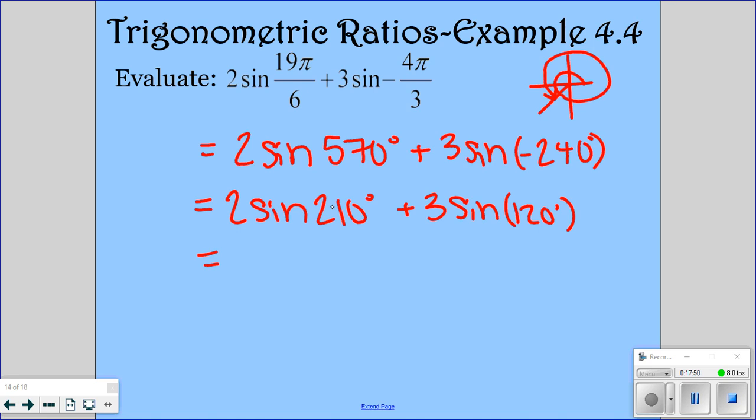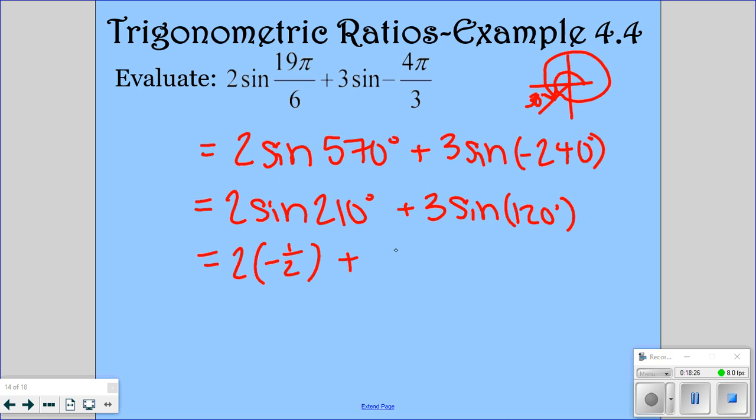180 degrees to 210. This angle right here is a 30-degree angle. So the sine of 210 is related to the sine of 30. So what is the sine of 30? You should be coming up with a 1/2. But we have to use our quadrant signs. Is sine positive or negative in the third quadrant? Only tangent is positive, so that means that sine has to be negative. So the sine of 210 is a negative 1/2.